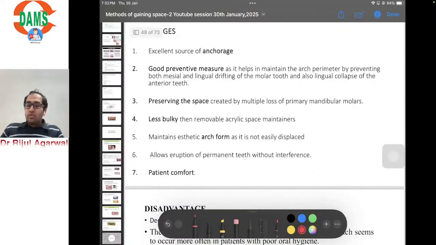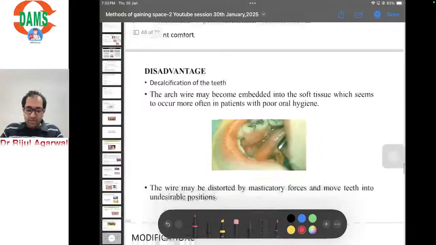Advantage is it's a good source of anchorage, and it maintains the arch perimeter by preventing both mesial and lingual drifting of the molar tooth and lingual collapse of the anterior teeth. Preserves the space created by multiple loss of primary mandibular molars. It's less bulky than a removable acrylic type of space maintainer. Maintains the arch form as it is not easily displaced. Allows the eruption of permanent teeth without interference and it's comfortable to the patient.